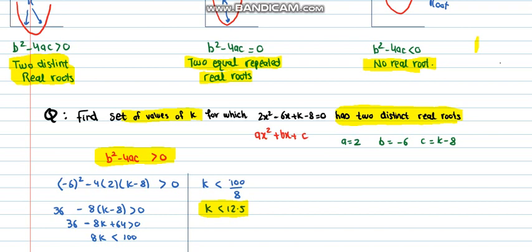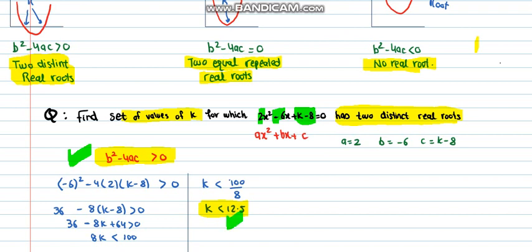So let's do a question. Find the set of values of k for which 2x squared minus 6x plus k minus 8 equals 0 has two distinct real roots. Here it says two distinct real roots, which implies that b squared minus 4ac is greater than 0. So just identify the values of a, b and c. a is 2, b is negative 6, and c is k minus 8. So just put in the values. b squared minus 4ac is greater than 0: 36 minus 8(k minus 8) greater than 0, 36 minus 8k plus 64 greater than 0, 36 plus 64 is 100, minus 8k is greater than negative 100, and k is less than 12.5.